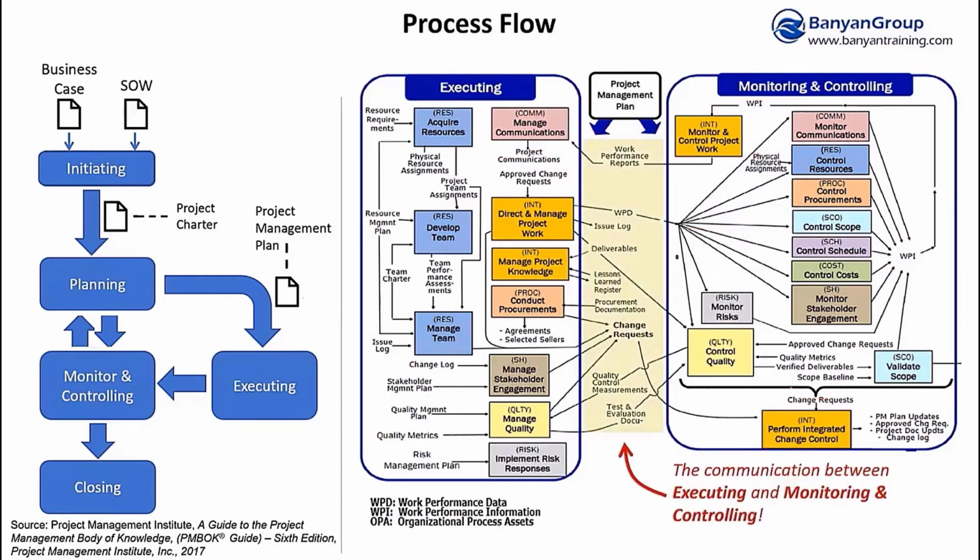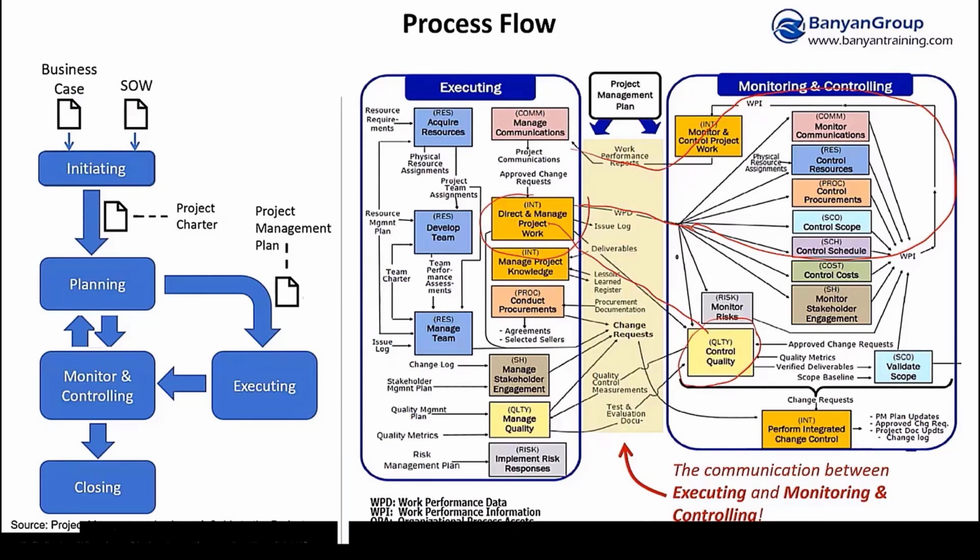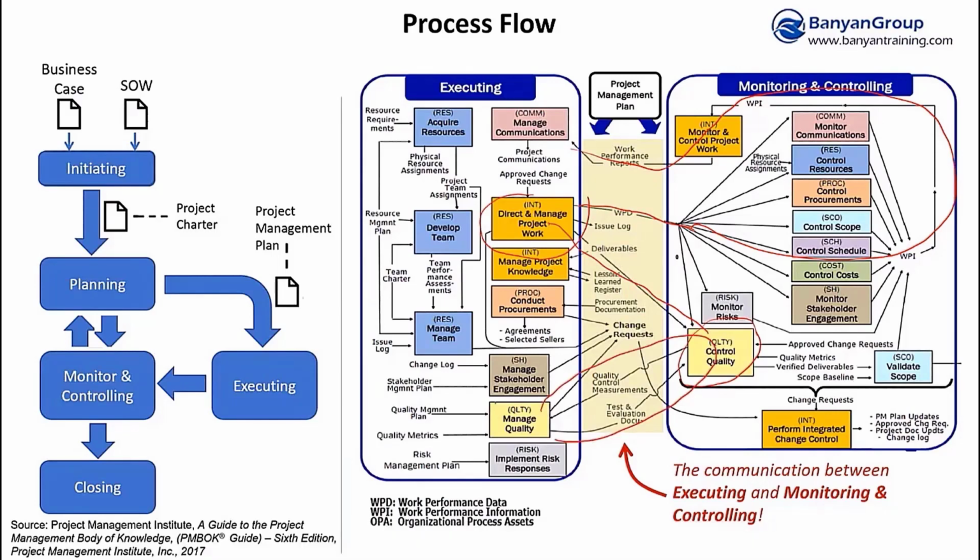There's a lot of communication between executing and monitor and controlling. I talked about some of those things. We talked about the work performance data, right? How it comes over and makes a circle, and eventually you see how work performance reports go back to the executing processes to be communicated. We see a communication between manage quality and control quality. And we see change requests coming from many different parts of execution and ultimately flowing down into that process there.